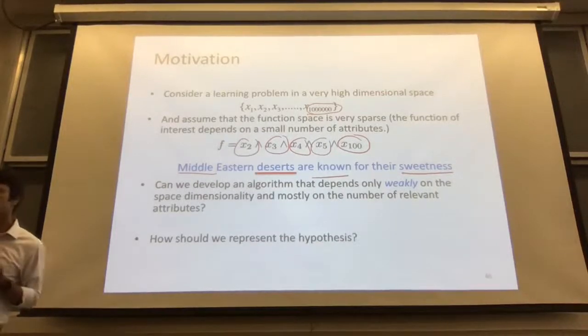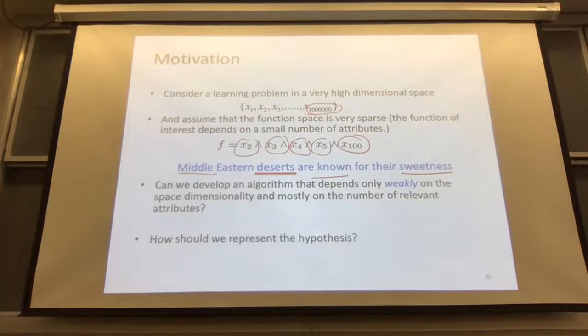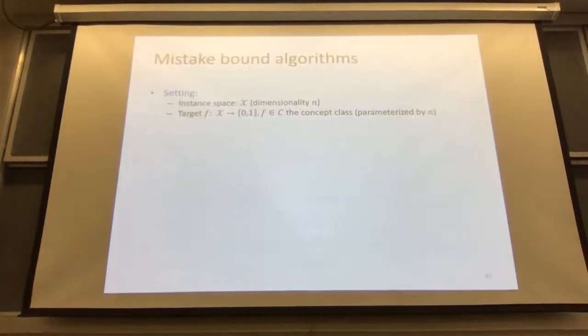One question that comes up that's immediately relevant is maybe that depends on our hypothesis space assumption. Maybe if you knew that a certain hypothesis space is the one that needs to be explored, life gets easier. With this example in mind, let's look at mistake-bound algorithms. I'm going to just formally define what mistake-bound algorithms are.